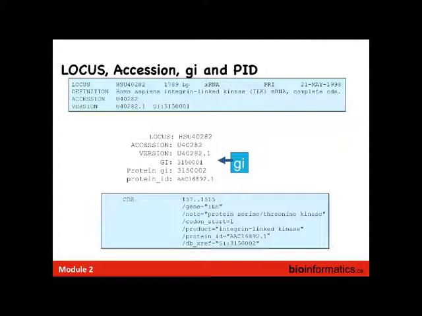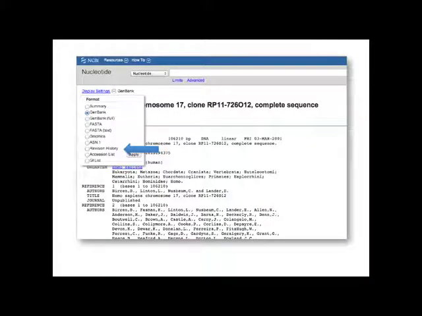So proteins have GIs as well, and proteins have IDs as well, which also have version numbers. So it all works the same way.